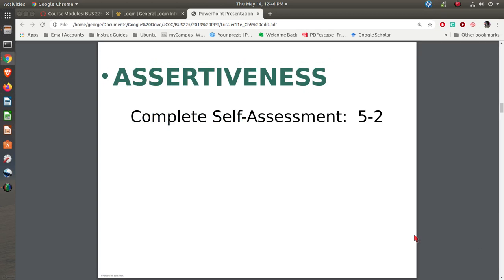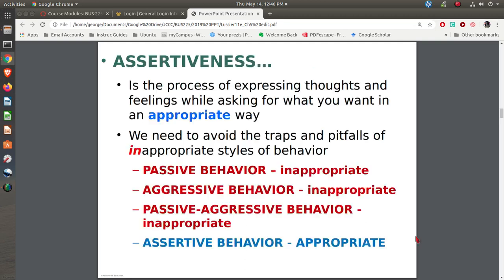You have an assertiveness self-assessment, 5-2. You probably want to do that to get an idea as far as how assertive you tend to be as far as your natural state. When we start talking about assertiveness, there's basically several ways of going about it. Okay, you have passive behavior, aggressive behavior, and passive-aggressive. These are all inappropriate behaviors. The key is assertive behavior, not aggressive, but assertive.